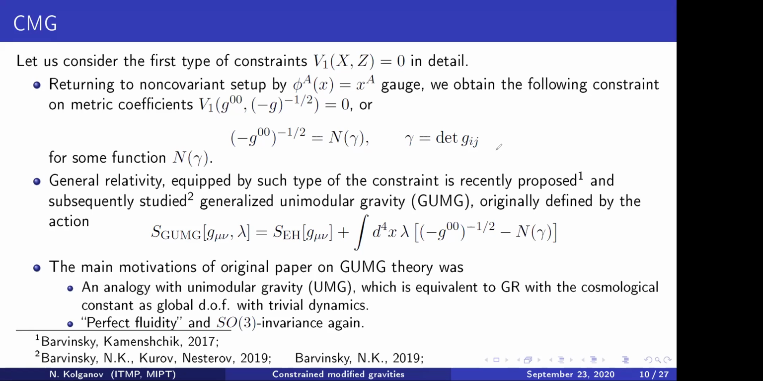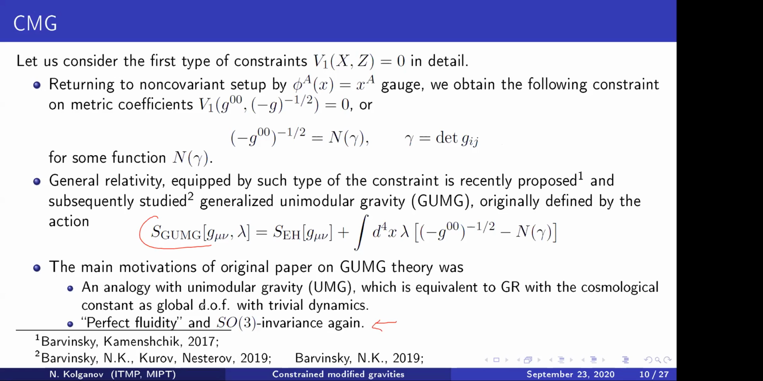So this additional scalar degree of freedom is a scalar of some K-essence theory. Okay. The original motivations for such a model were, again, rotational invariance and the perfect fluid property of the stress-energy tensor.